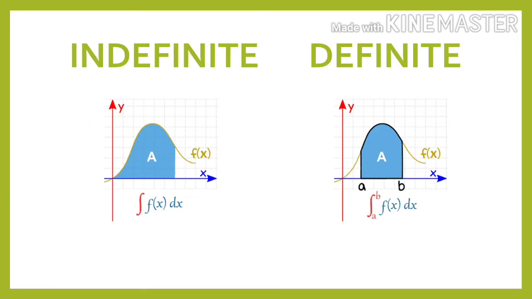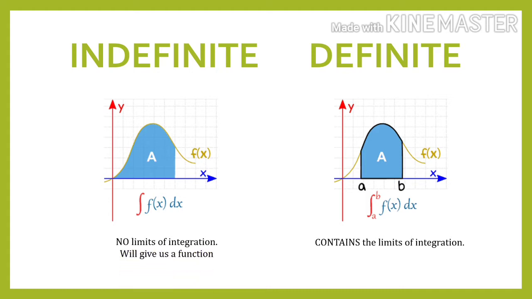The difference between definite and indefinite integral is that definite integral contains the limits of integration, which are the upper limit b and lower limit a, while indefinite integral doesn't have those. Another difference is that once we integrate the indefinite integral, it will give us a function and has the constant of integration, which is represented by letter c, while definite integral will give us a number or a specific value.